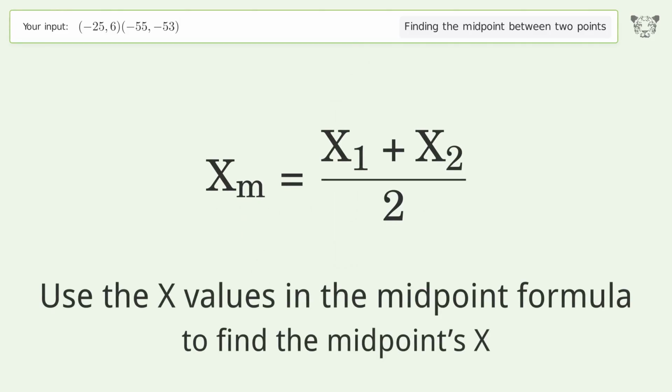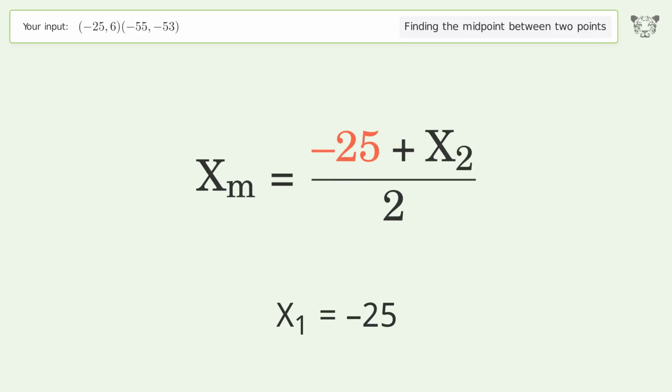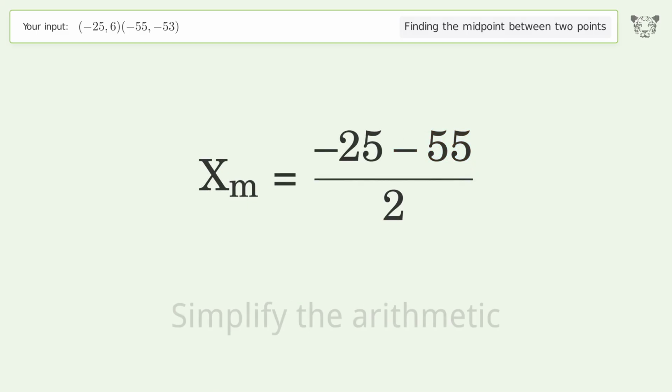Use the x values in the midpoint formula to find the midpoints x. x1 equals -25. x2 equals -55. Simplify the arithmetic.